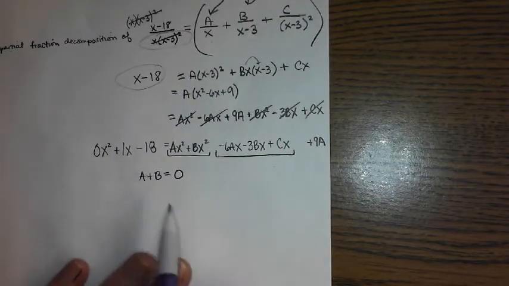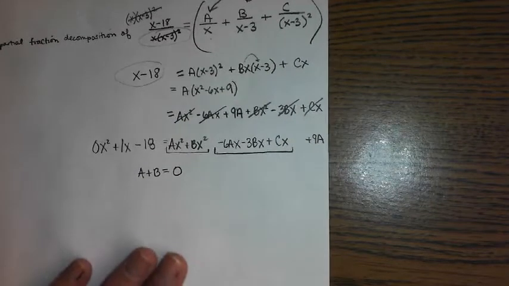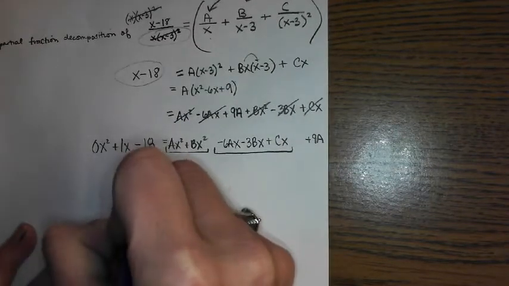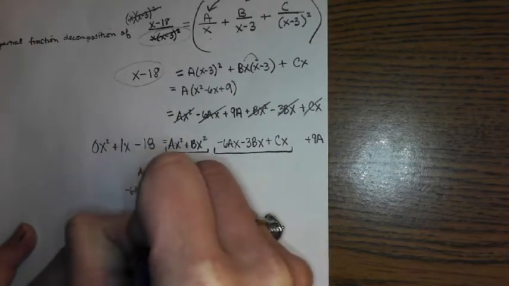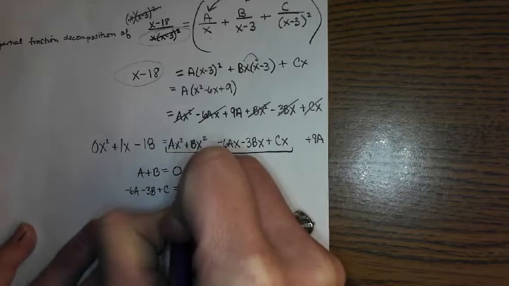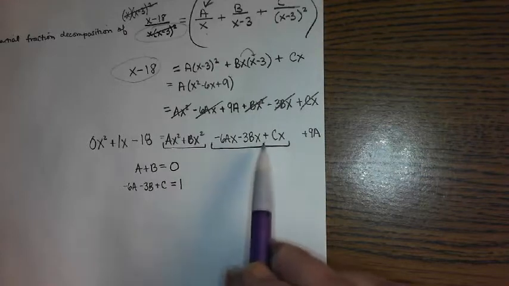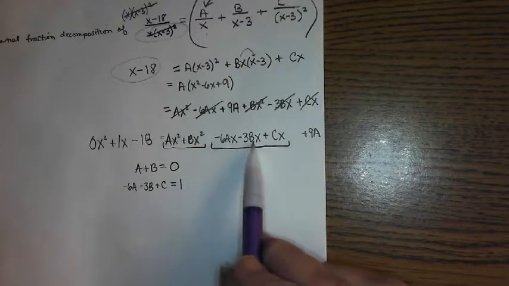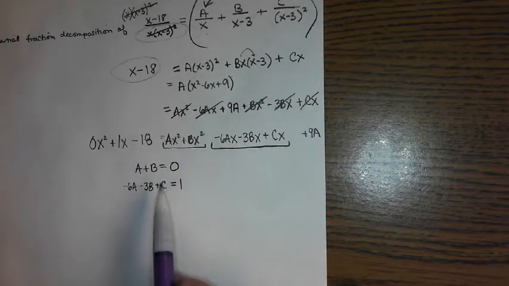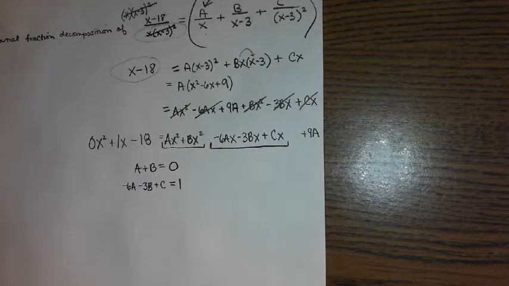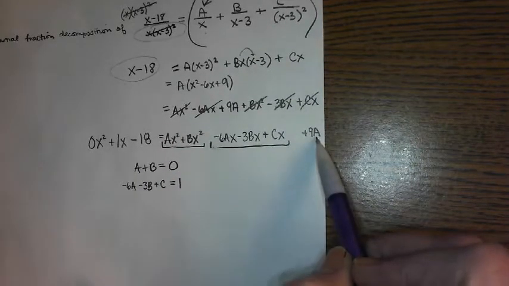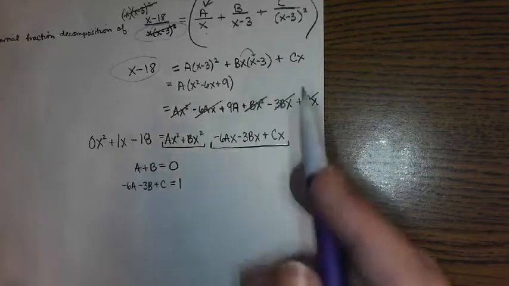Raise your hand if you can give me that equation with a's, b's, and c's. Liam. Negative 6a minus 3b plus c. Has to equal? 1. Good. That just takes the x coefficients, the negative 6a, the negative 3b, and the c, combines them and says it's supposed to equal 1. And then 9a is supposed to equal negative 18.